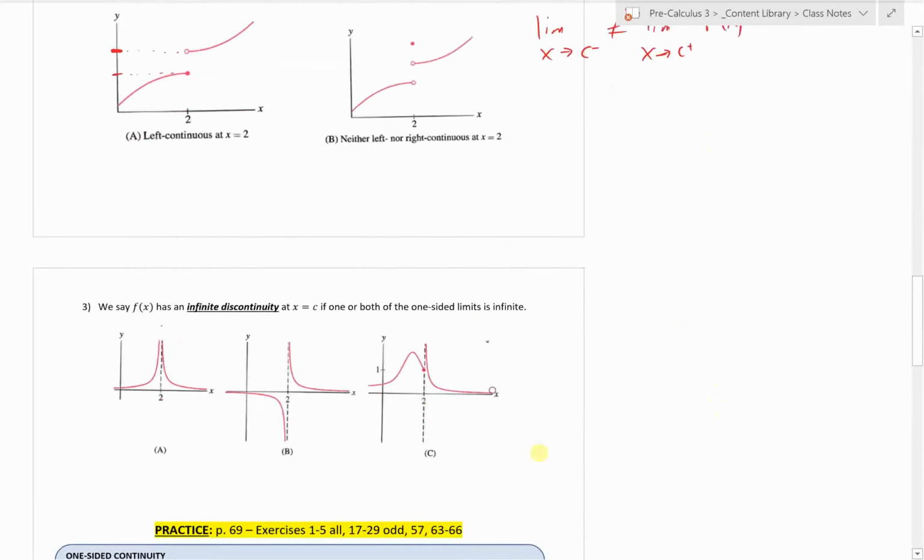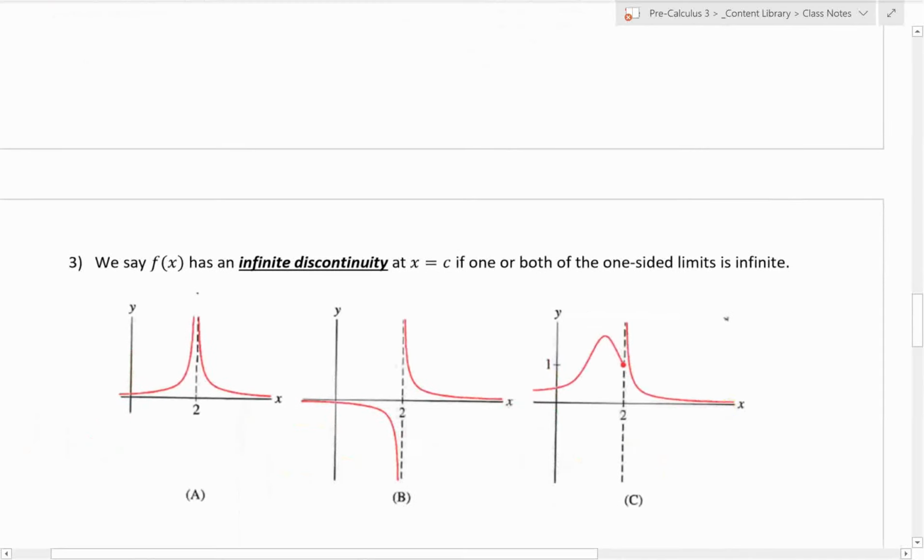And then the last kind of discontinuity that we need to talk about is an infinite discontinuity. And the idea here is basically on one side or the other or both, the function is running up to infinity or down to negative infinity, right? So we say f has an infinite discontinuity at x equals c if one or both of the one-sided limits is infinite.